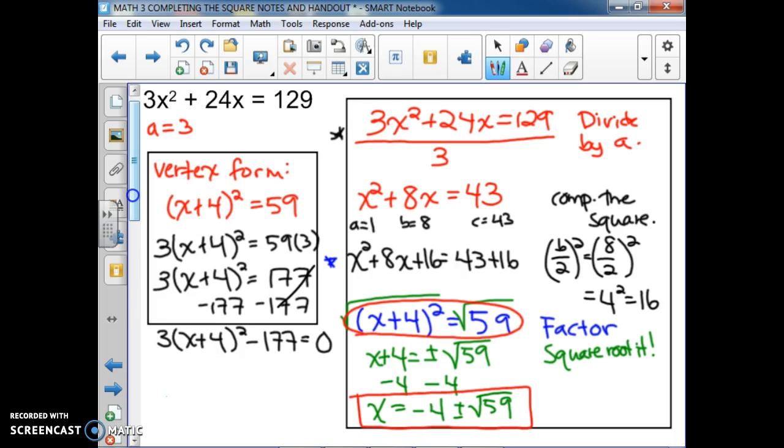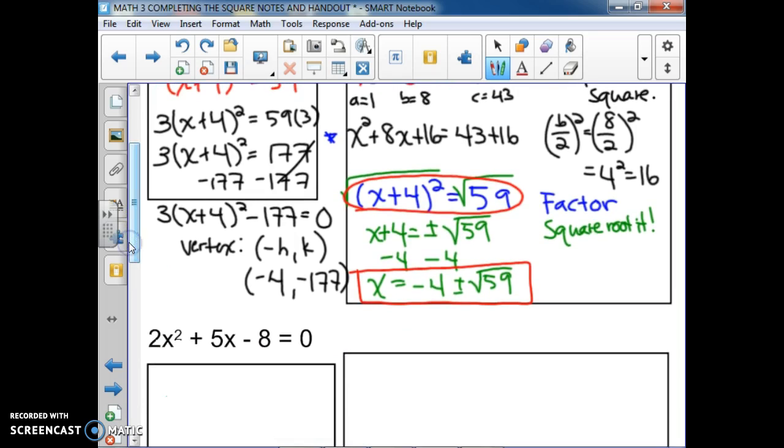Now our vertex would be opposite h, k, which would be negative 4 and negative 177. Now, would this be a minimum or a maximum? Well, our leading coefficient was a positive 3, so it's going to be a minimum. So the minimum value of our quadratic equation is at negative 4 and negative 177.